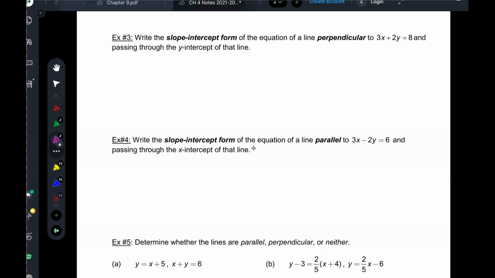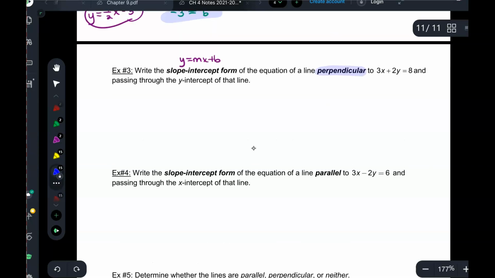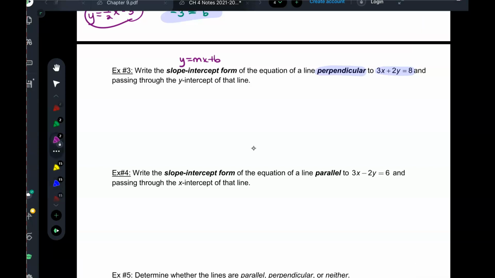Leanne, what were you going to say? Oh, okay, so we want to write the slope-intercept form, y equals mx plus b, of an equation of a line perpendicular. Wait, do we have to memorize the forms for the test? I'm going to give you the point-slope and slope-intercept forms. Is it y equals 1/3 x plus 4?